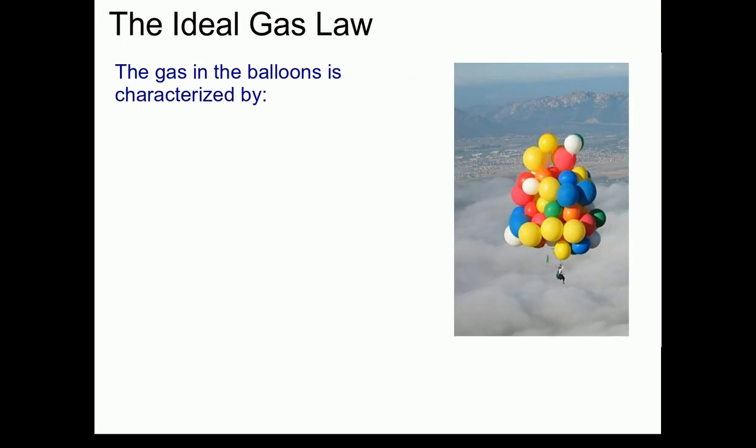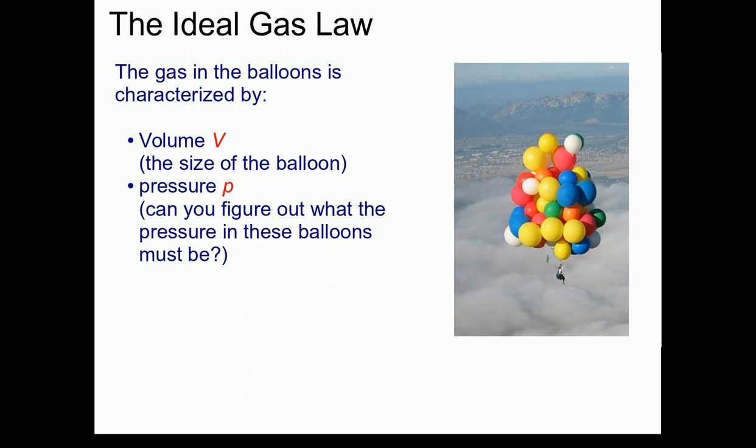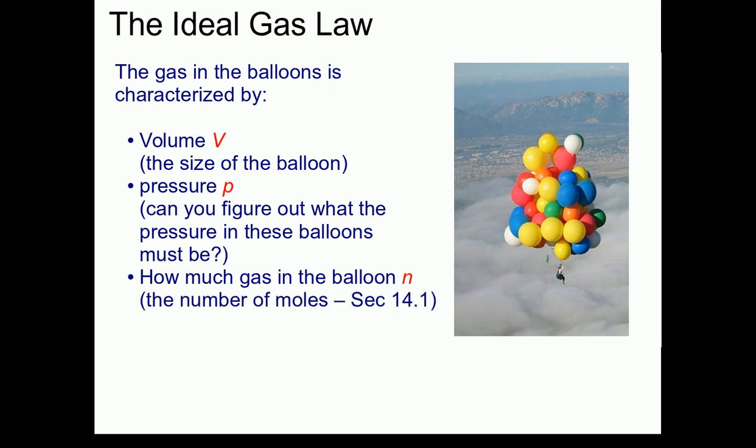Now that we have a definition of temperature, we can connect all the different properties of an ideal gas. Let's assume that the helium in these balloons behaves like an ideal gas, which is not a bad assumption. This ideal gas is characterized by a couple of different properties. Its volume, how big is the balloon, its pressure, which you should be able to figure out for these balloons from our discussion of fluids, and how much gas is in the balloon. We will express this in terms of the number of moles, which we'll indicate by the letter little m.